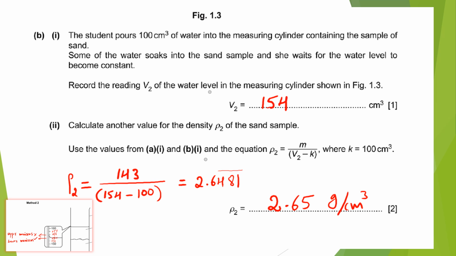The student pours 100 centimeter cube of water into the measuring cylinder containing the sample of sand. Some of the water soaks into the sand sample and she waits for the water level to become constant. Record the reading V2 of the water level in the measuring cylinder shown in figure 1.3.